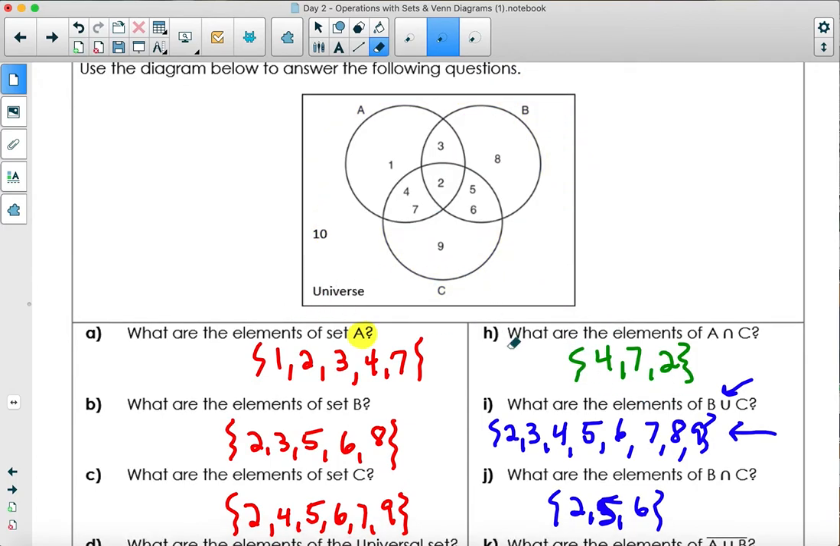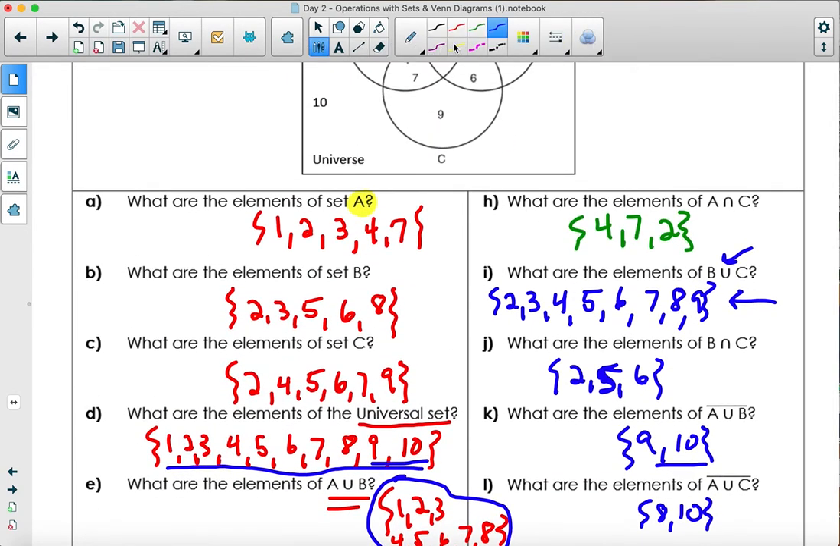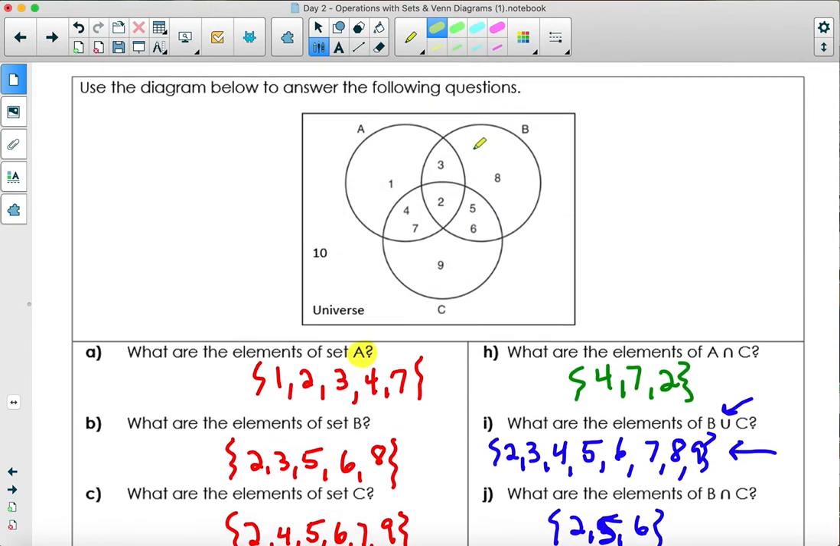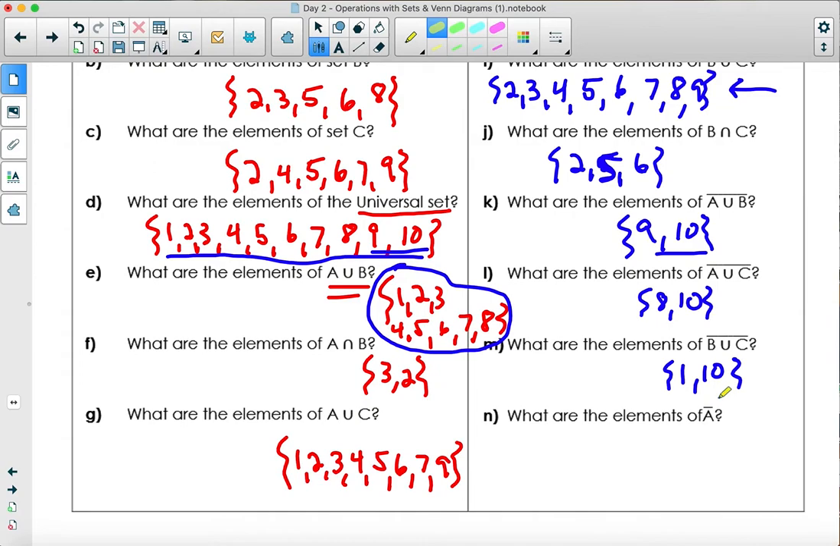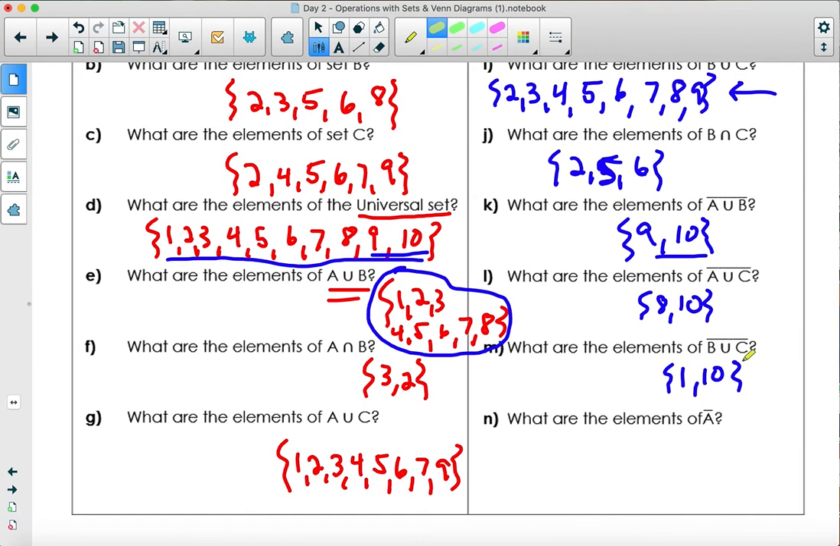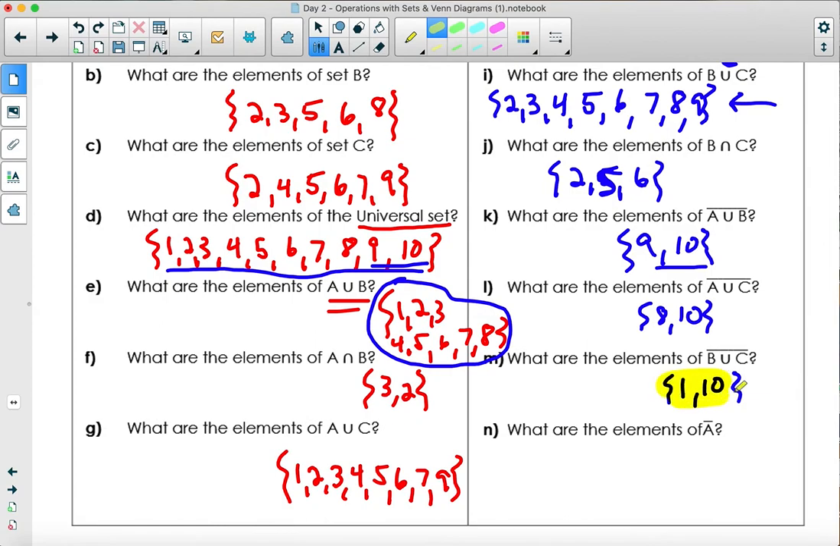That was, I already forgot, A unioned with C. So I'm going to come in and do A unioned with C, which is all of this. What elements are not in there? There's your 8 and your 10. Sorry, I hope you guys saw that. It's B unioned with C, so I will undo this and now do B unioned with C. And there's your 1 and your 10, and that's what we wrote, our 1 and our 10.